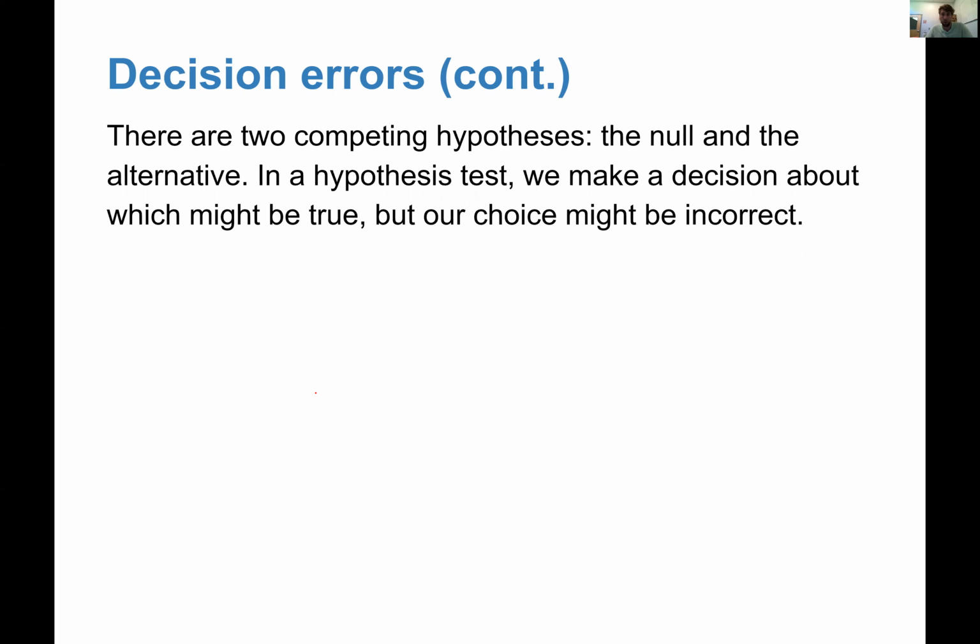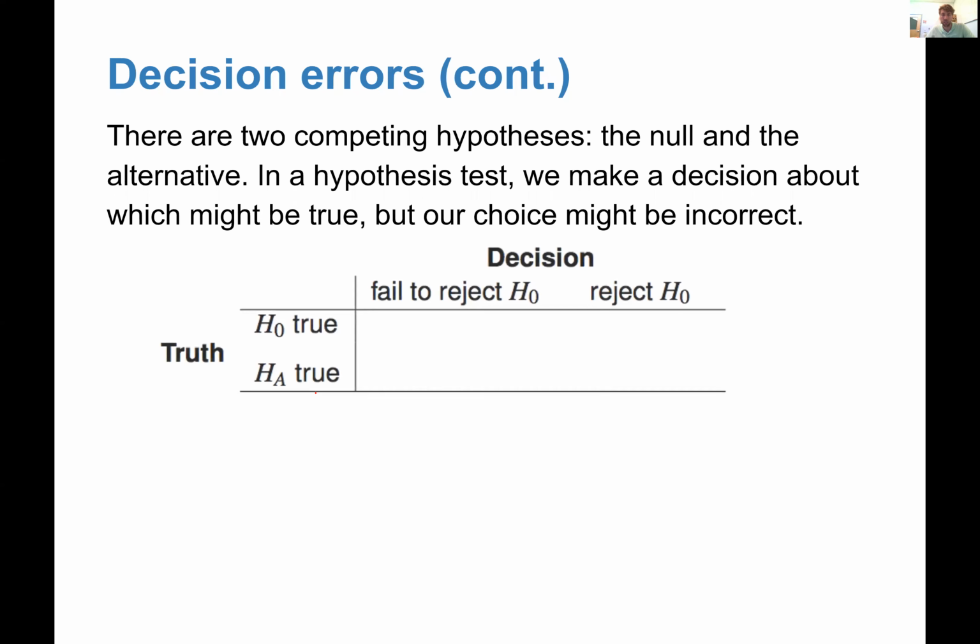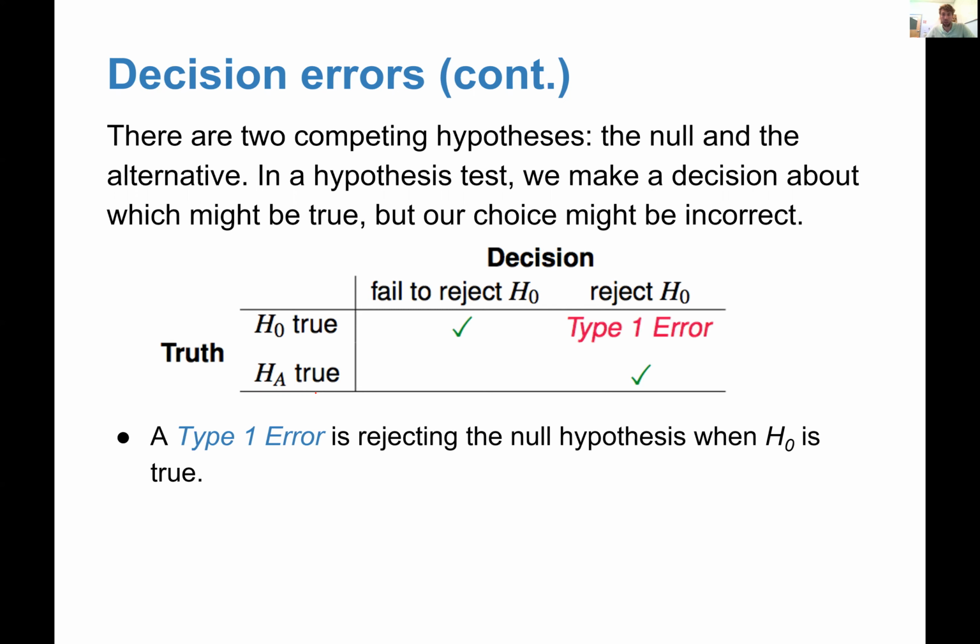So there's two competing hypotheses, the null and alternative. In a hypothesis test, we make a decision about which might be true, but our choice might be incorrect. So we've got the truth and then our decision. If we're in here or here, we are good. We did the right thing. But if the null hypothesis is true and we reject it, that's a type 1 error.